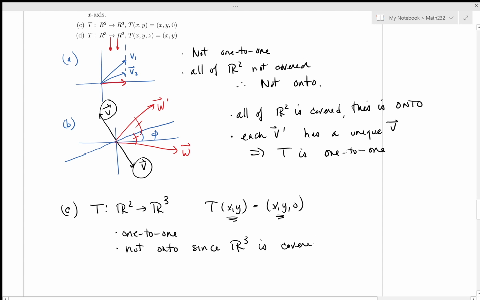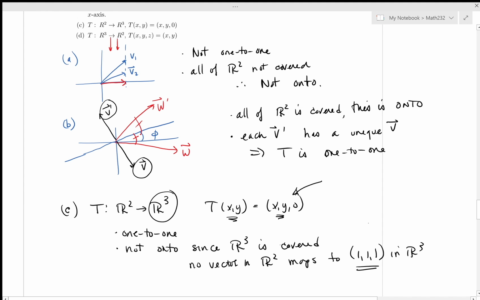Okay, let's just find an example. No vector in R2 maps to (1, 1, 1) in R3. So this vector here in the codomain of R3 is not reached by this transformation because this component is always 0 and here it is 1. So this is not possible.